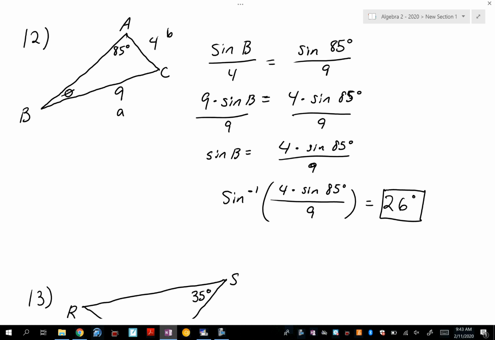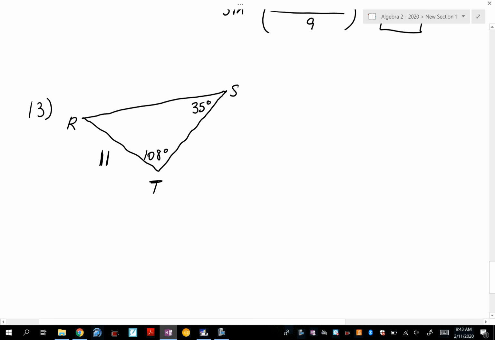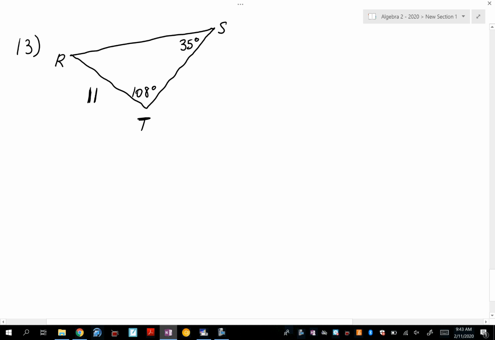So you have to use the law of sines for number 12. Let's go to number 13. Number 13 says to find RS. So we're trying to find this side here. When I look at that side length RS, it's across from angle T, so I'm going to label it as T. They've also given me angle S, and they've also given me side length S.